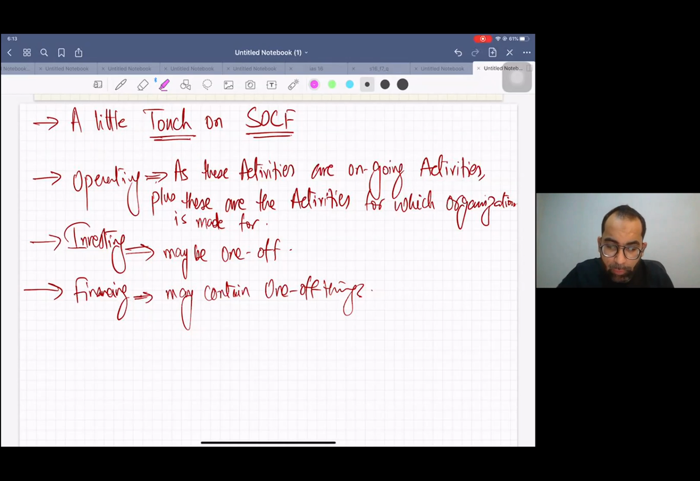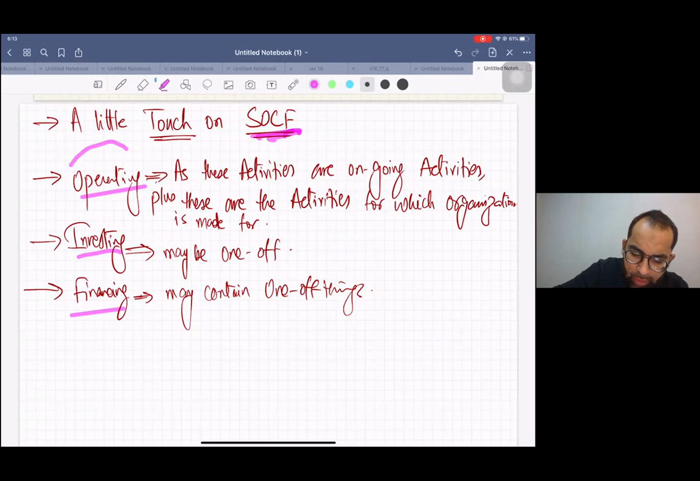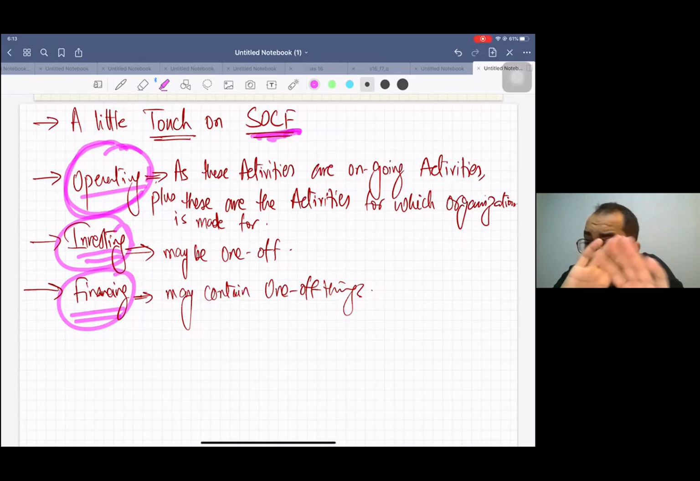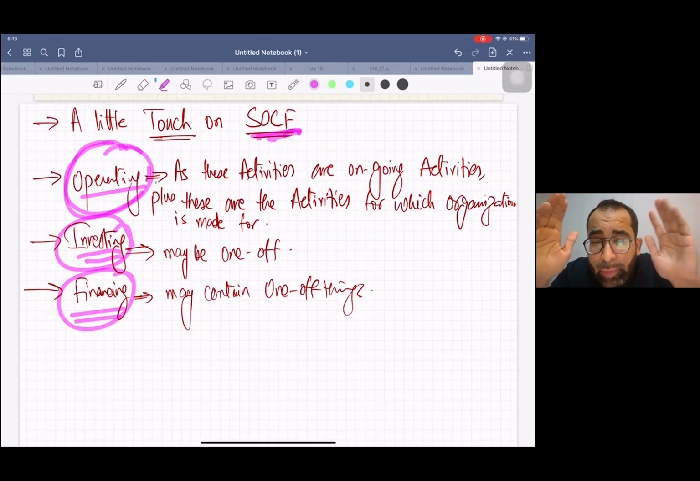Now, if you get an SOCF question and theory question, there are 3 activities: operating, investing, and financing. Always remember that operating activities are the heart of the company. Why? Because operating activities are ongoing activities. But investing and financing may be one-off activities. For example, you bought a big factory this year, so there will be a big outflow in investing activities. Shareholders won't mind the negative cash flow of investing activities, because investing activities are one-off. Financing activities are also one-off.